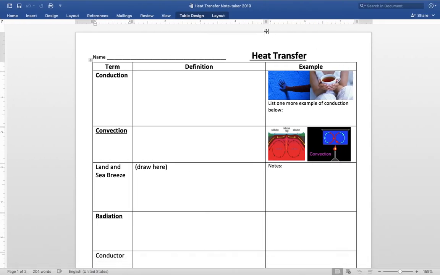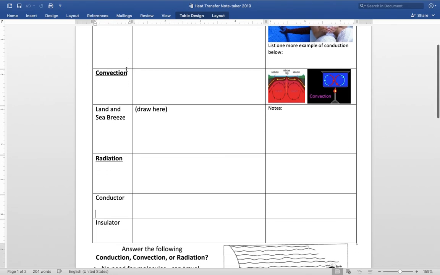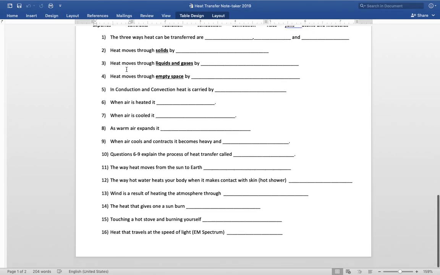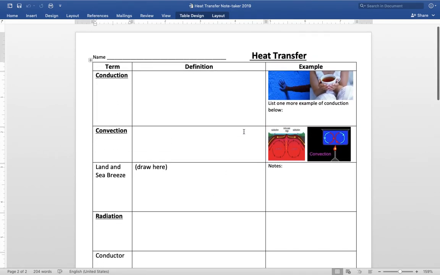So you should have this heat transfer note taker out in front of you right now. We're going to work through this and then you'll have a little bit of time at the end of class to work through the questions that I've given you at the end.